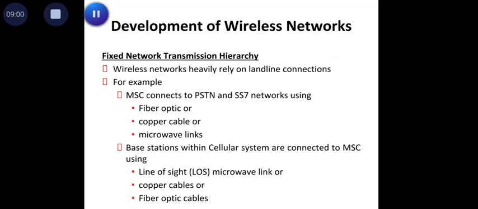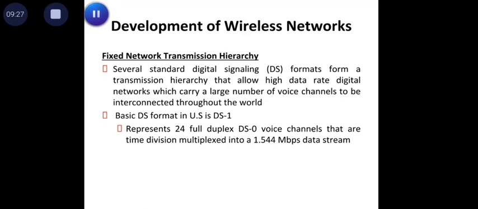Now let's see the fixed network transmission hierarchy. The wireless networks heavily rely on landline connections. For example, the MSC connects to the PSTN and SS7 network using fiber optic cable, copper cable or microwave links. The base stations within the cellular systems are connected to the MSC using microwave links, copper links and optical fiber cables. The several digital signaling DS formats form a transmission hierarchy that allows high data rate digital networks, which carry a large number of voice channels, to be interconnected throughout the world.